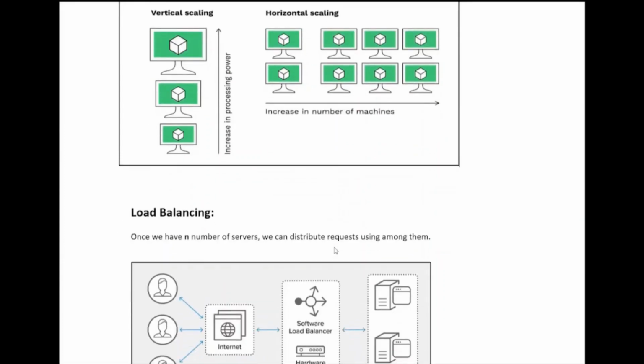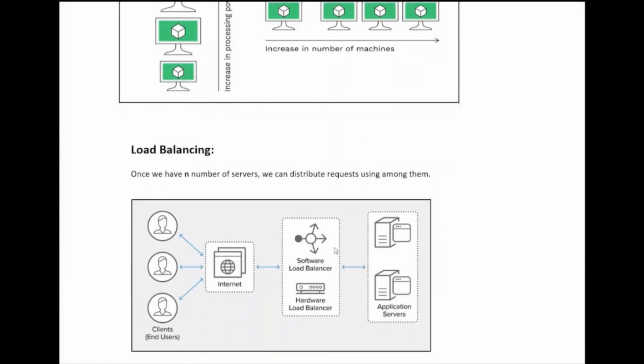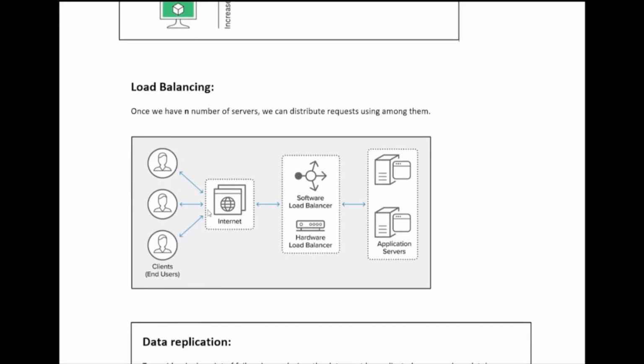Now, once we have multiple servers, the incoming requests can be distributed among them. This can be done using a load balancer. A load balancer will take your incoming requests and assign them to application servers based on some algorithms such as round robin, random selection, or it can be more dynamic, like assigning based on load of application servers.